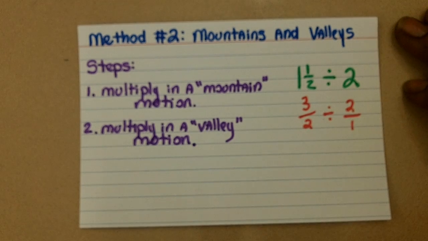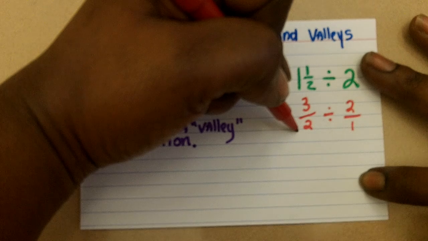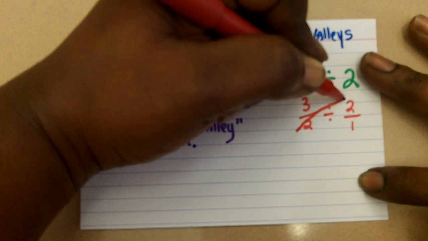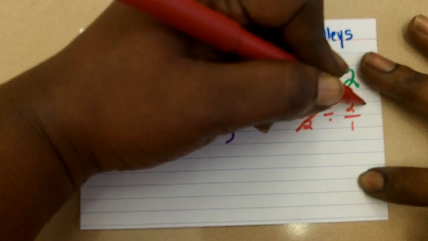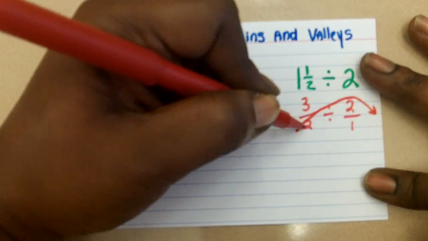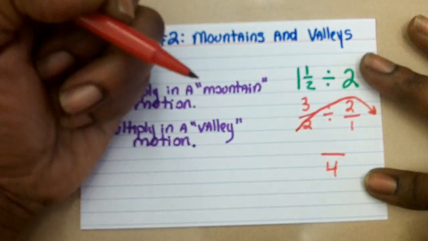Step number 1 says to multiply in a mountain motion. What that means is that we're going to start at the bottom, 2, and we're going to multiply that by the top, 2, and we're going to go back down. I'm running out of room, so I'll just place my answer down here. 2 times 2, and it goes in the bottom, is 4.